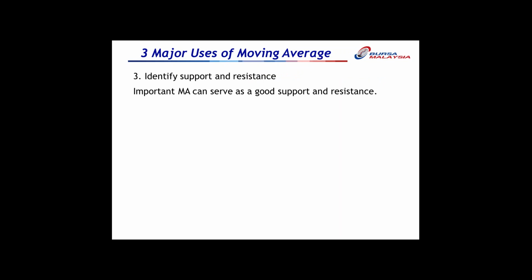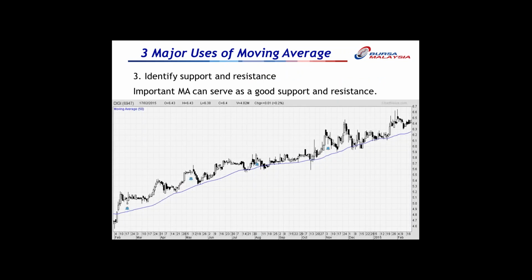So let's recap. The first use of moving average is to identify the current trend. The second use of moving average is to identify the trend reversal. And the third use is to identify support and resistance. Now sometimes the moving average can serve as good support and resistance. In this case, the 50-day moving average serves as a very strong support for DGD share. You see, the share trades in a very nice fashion. When it touched the 50-day moving average, it is supported at that level and enabled the breakthrough.